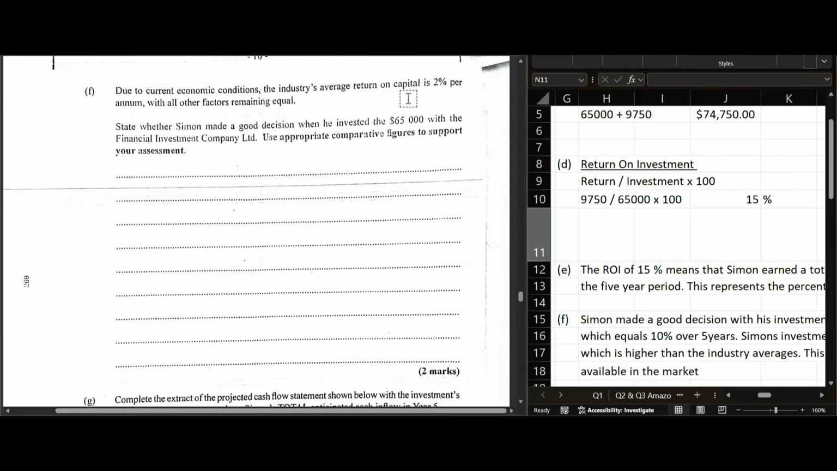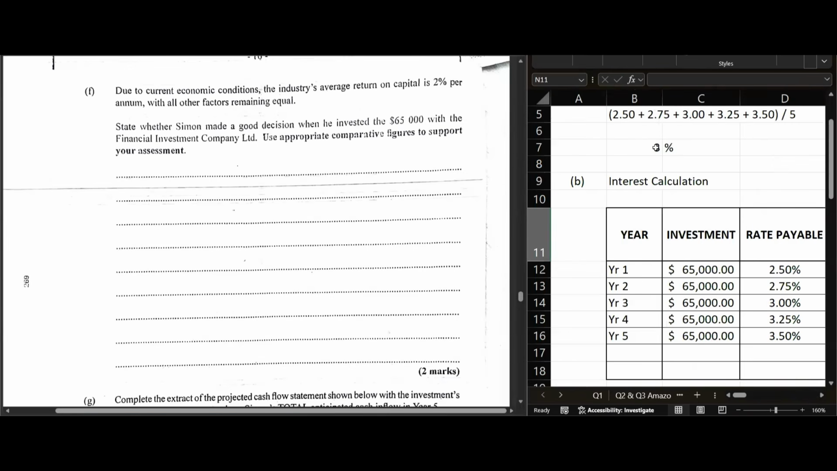So the industry average means that what persons will get back is 2% per annum. That's what it said, right? But remember, we worked out the investment that would give him in part A as 3% per annum. Look at right here. So he's getting back 3% per annum. 5 years by 3% is 15%. The industry average is 2%, which is 5 years by 2%, which is 10%.